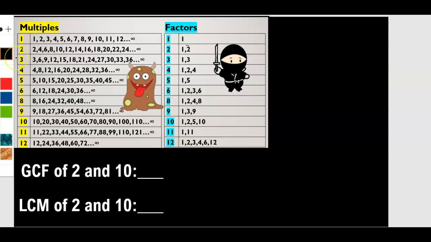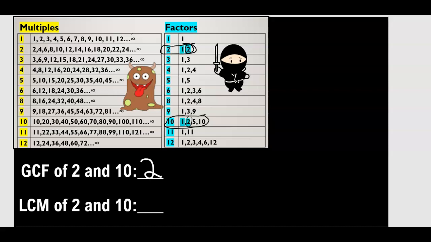So let's go ahead and try this. GCF is on the factor ninja side, so we're looking at 2 here, and 10 here. First of all, what are the common factors? We're starting with the factors, making things smaller. Which ones do they have in common? There's a 1 here, and there's a 1 here. There's a 2 here, there's a 2 here, and that's it. Out of those that are common, which one is the greatest common factor? It's the biggest of the small pieces. Well, 2 is the greatest. So there is our first answer.